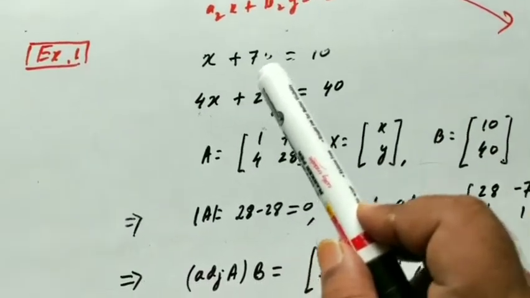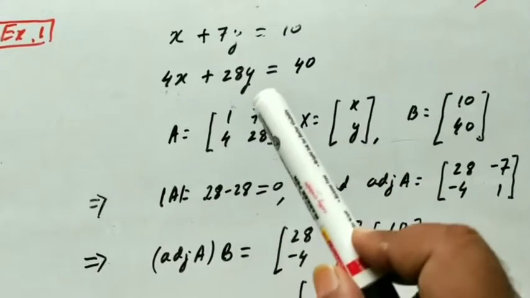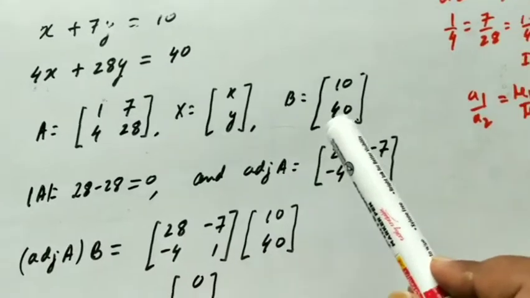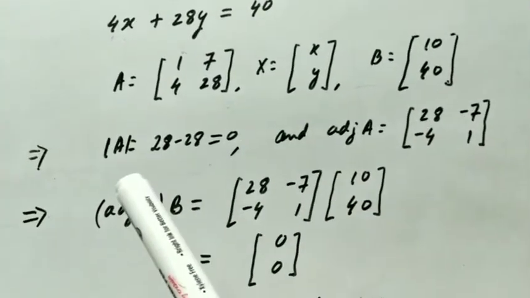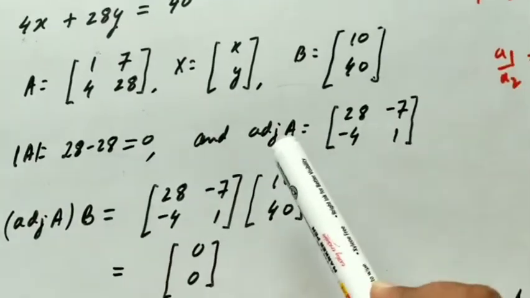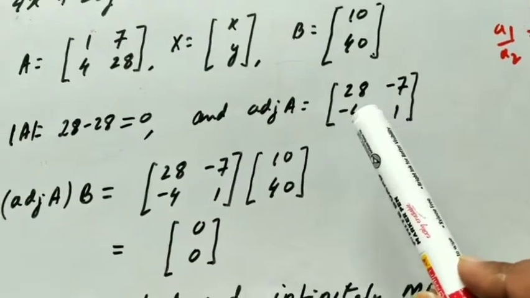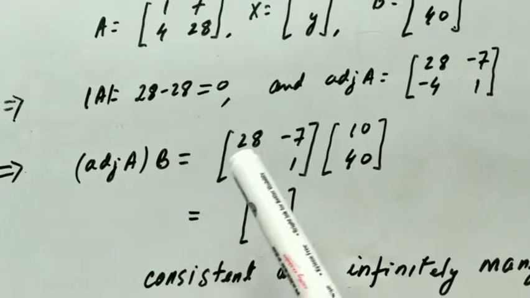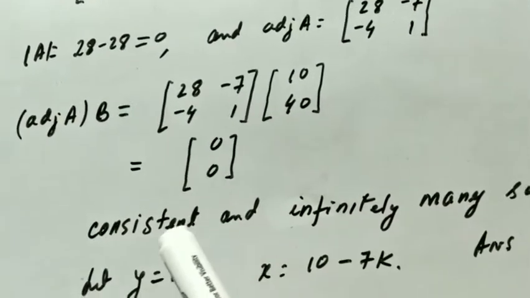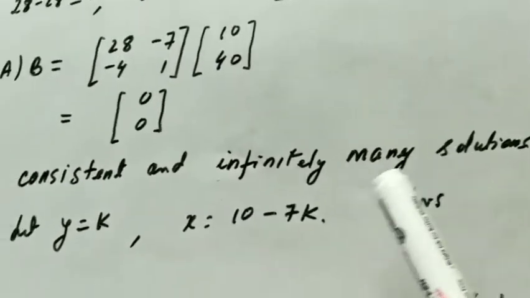So by matrix rule, the coefficient matrix is this: 1, 4, 7, 28. The variable matrix, and this is the constant matrix. Determinant of A is equal to 0. Adjoint of A is this. Adjoint of A into B I have to find, and I find that it is a null matrix. Therefore, it is consistent and it has infinitely many solutions.